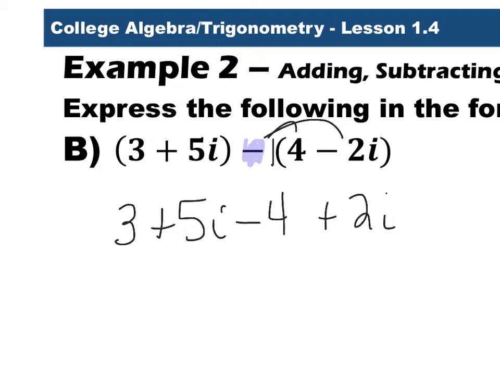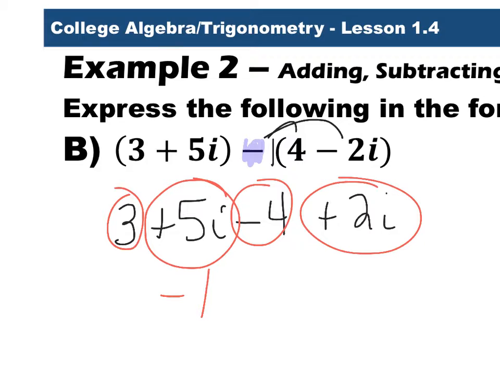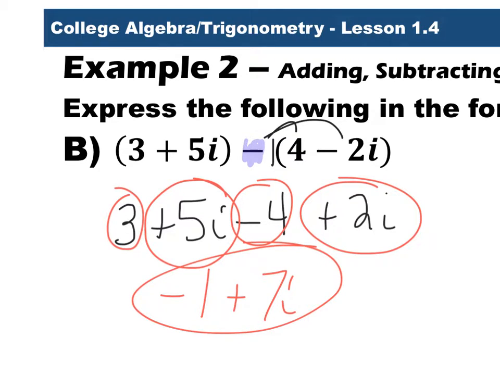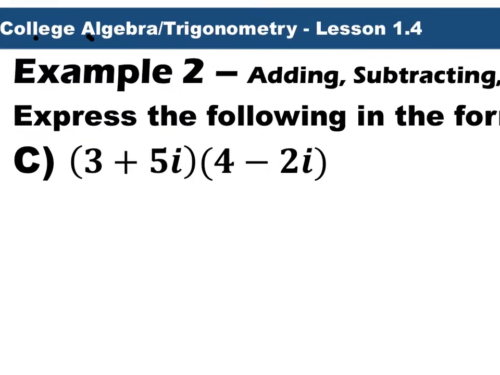See that negative out in front? Distribute it. Okay, so I have 3 minus 4 is what, Jimmy? -1, good. And then I have a positive 5i and a positive 2i. Plus 7i, perfect. Is that written in standard form? Is the real number first? Yeah. Okay, so real's first, imaginary second. Good.